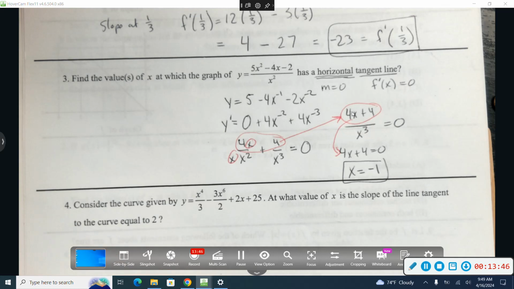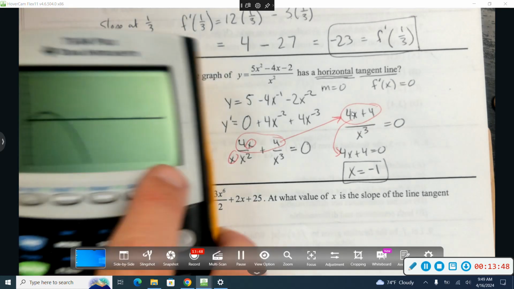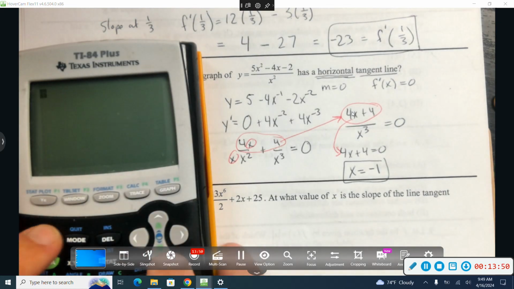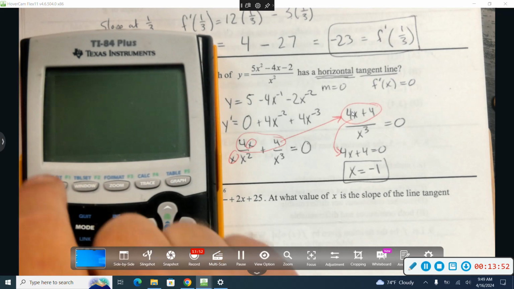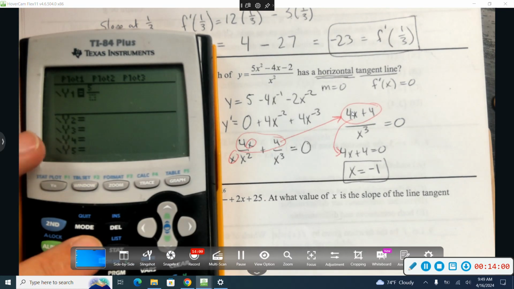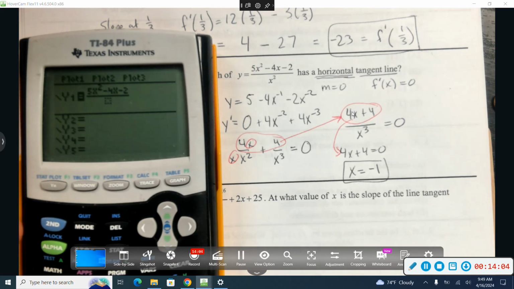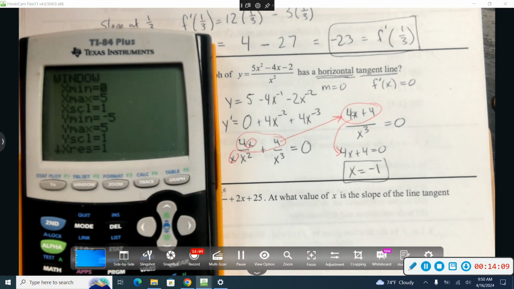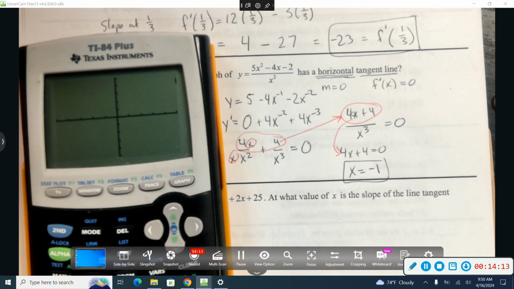So kind of a weird problem, I think, because we have time. I'm going to graph that thing and see if indeed there is a horizontal tangent line at -1. So 5x squared minus 4x minus 2 all over x squared. Let's just see what this thing looks like.